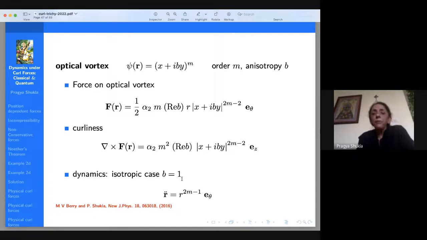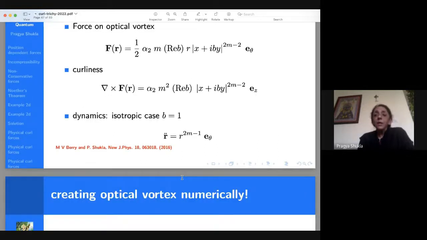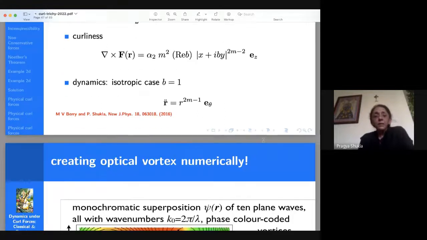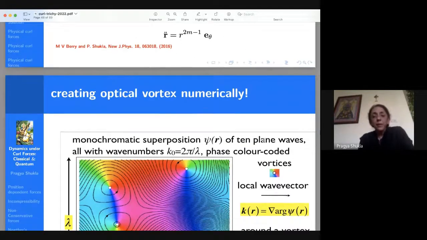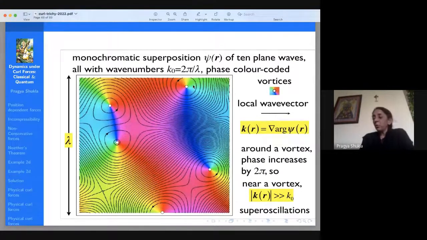Suppose we have a family of vortices, can it lead to chaos? That is the question. So we now need to study this equation numerically. First of all, we have to create an optical vortex numerically. And this is done, of course, by Professor Sir Michael Berry. If you want more detail on how he obtained this equation, you have to ask him.